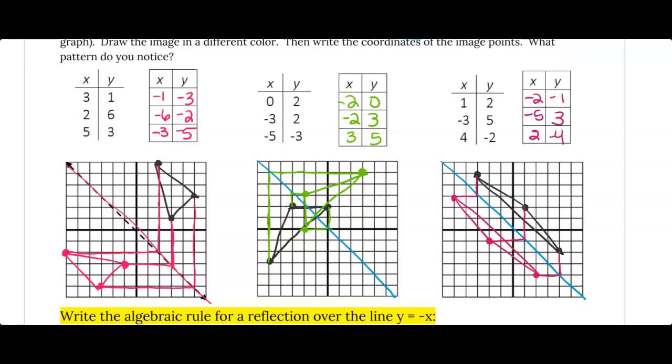So once you've reflected that, you should get the points -2, -1, -5, 3, 2, -4. Just like before, our x's and y's changed order. So what was y became x and what was x became y. But this time they both changed signs. So we started at the point +3, +1 and ended at the point -1, -3.